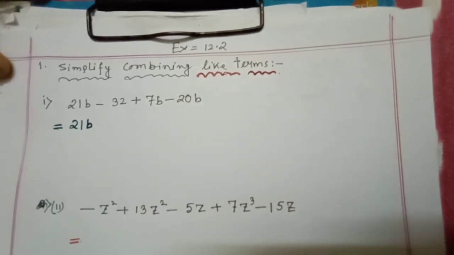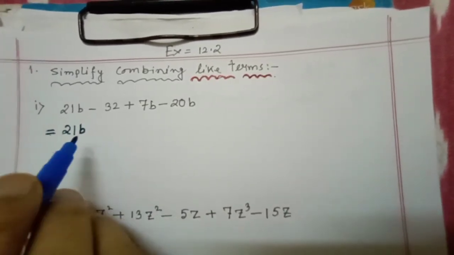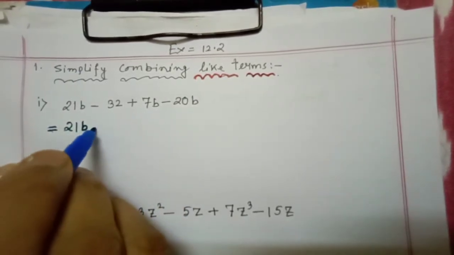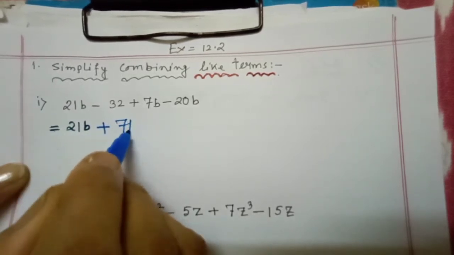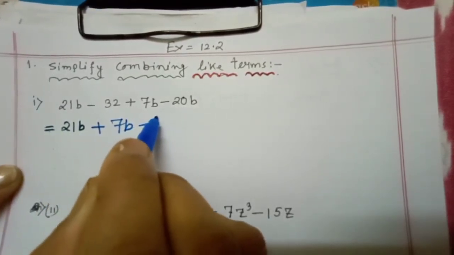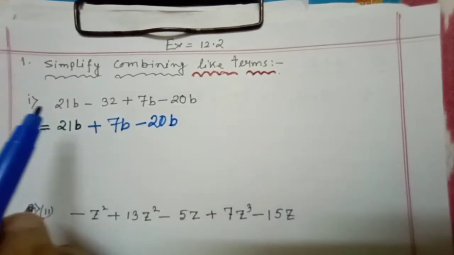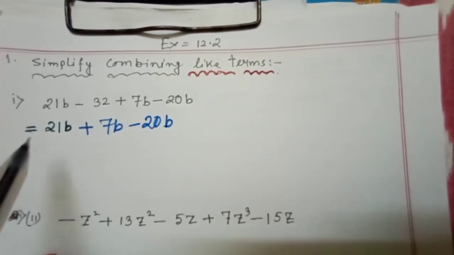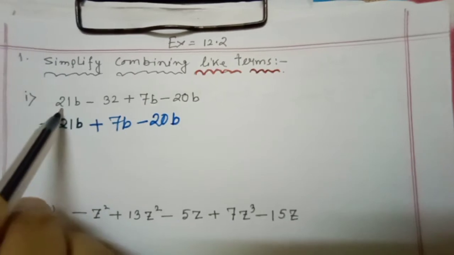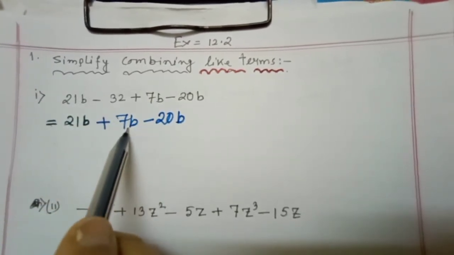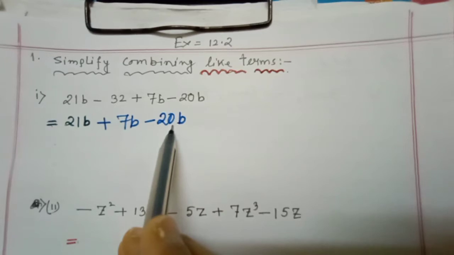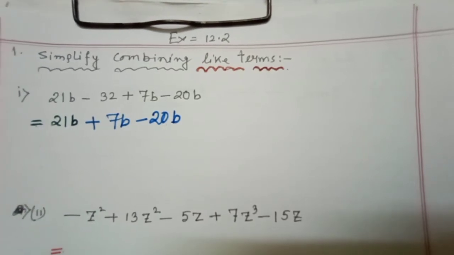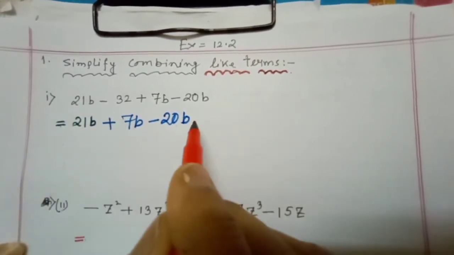Now first you have to arrange the like terms in one place. Say it is 21b, now it is 7b, and minus 20b, because they are like terms. All these terms have the same variable b. Here also 21b plus 7b minus 20b. Which one is different here? This one is different. Now this one is minus 32.